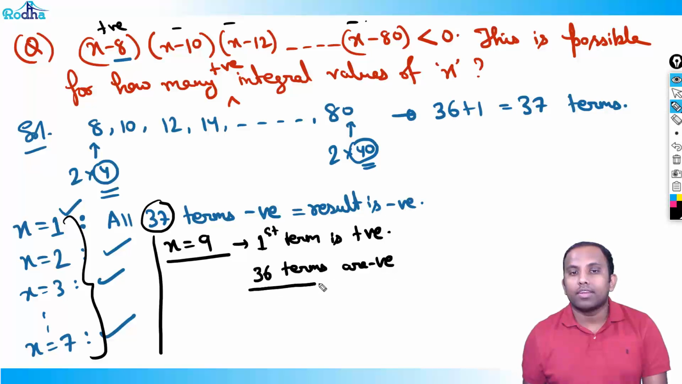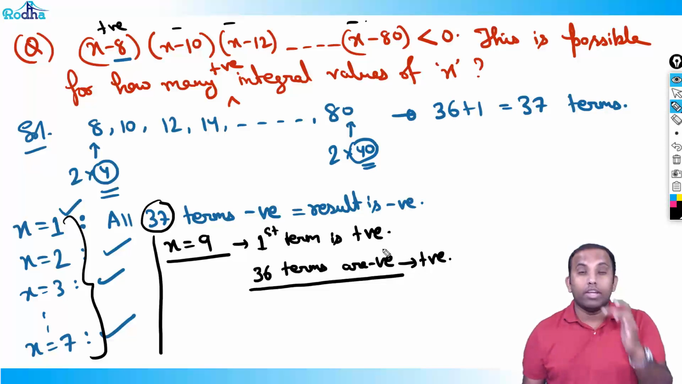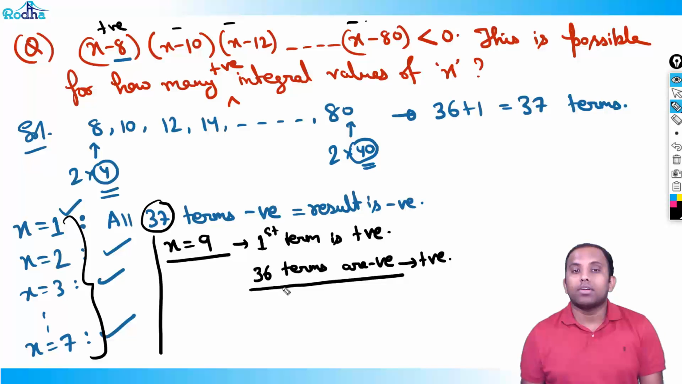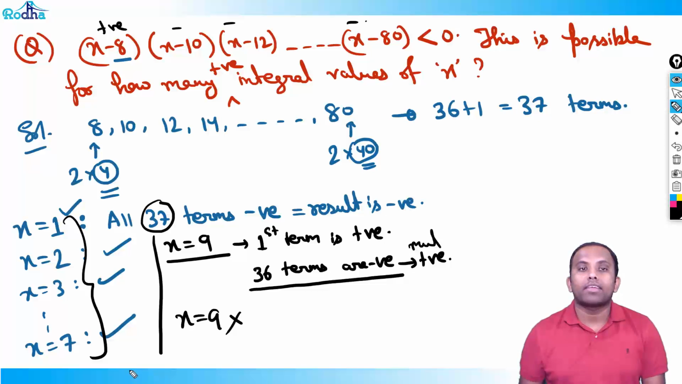So 36 terms are negative, and when multiplied they will give a positive result because there are an even number of terms. Even into even is even. And the first term is also positive, so positive into positive becomes positive. That means x equal to 9 doesn't satisfy it, right?